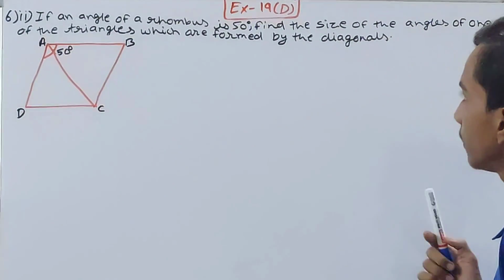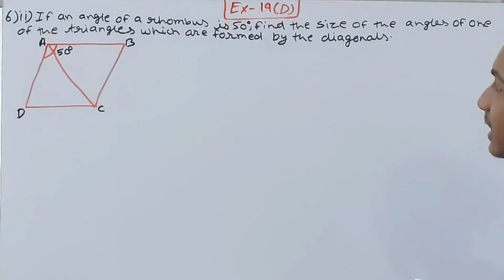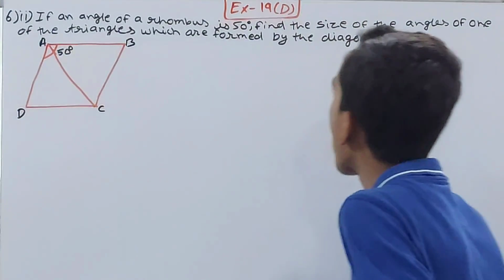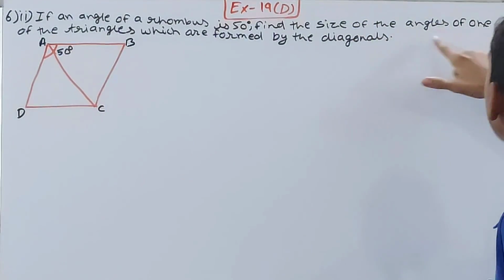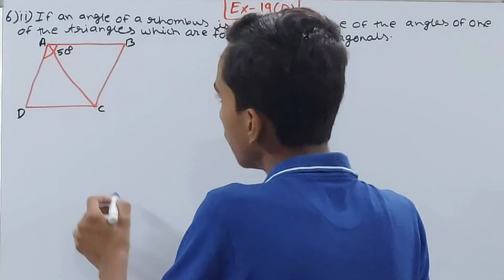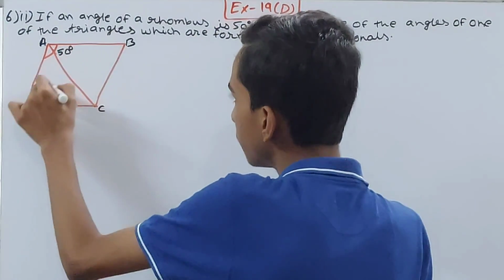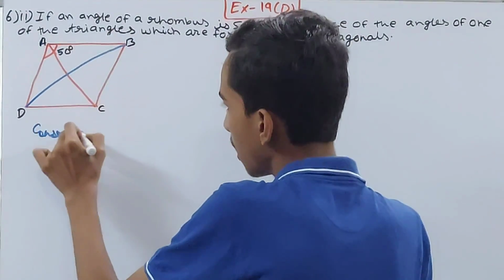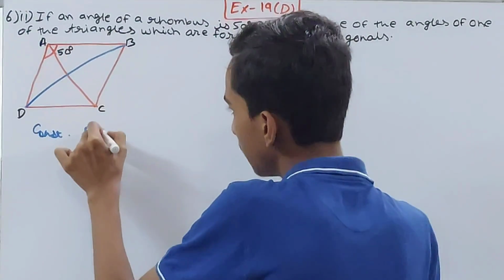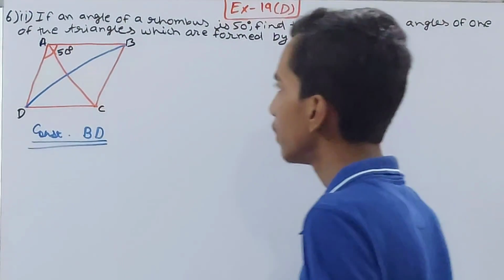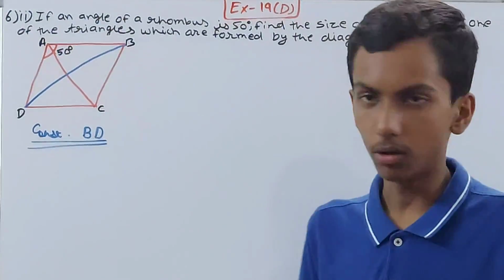If an angle of a rhombus is 50 degrees, find the size of the angles of the triangles which are formed by the diagonals. So this is 50 degrees, right? We have to find the size of the angles of one of the triangles formed by the diagonals, right? So what I will do, you will construct BD. It's a diagonal, so you have to construct the second diagonal also. One diagonal is already given, you'll construct the second diagonal also.